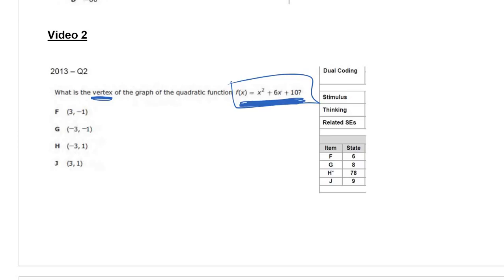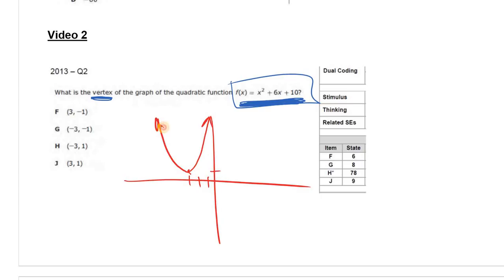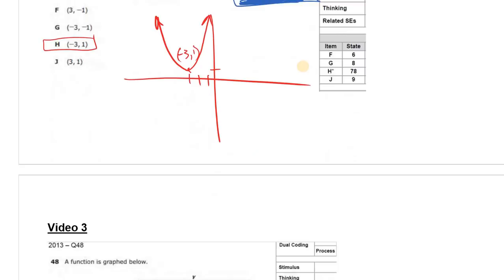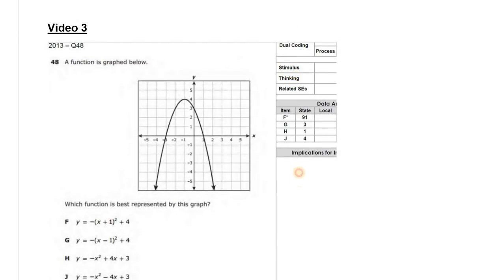Push pause until you have it done. Alright, if you graphed it correctly, it would be at 1, 2, 3, up 1. The vertex would look somewhere right there at -3, 1. It was shifted left 3 and up 1. So the answer is H. Very simple, as we said at the beginning.